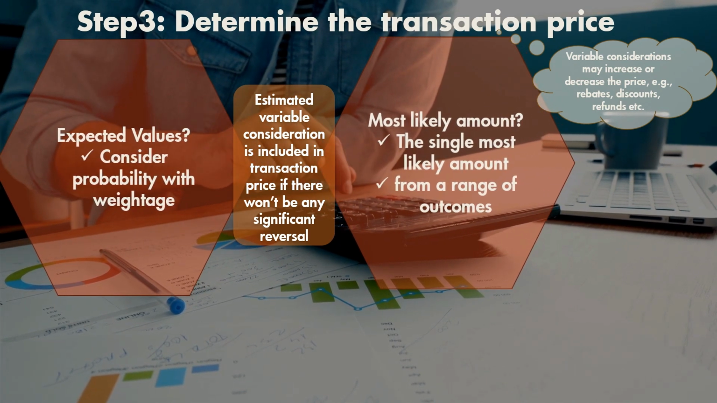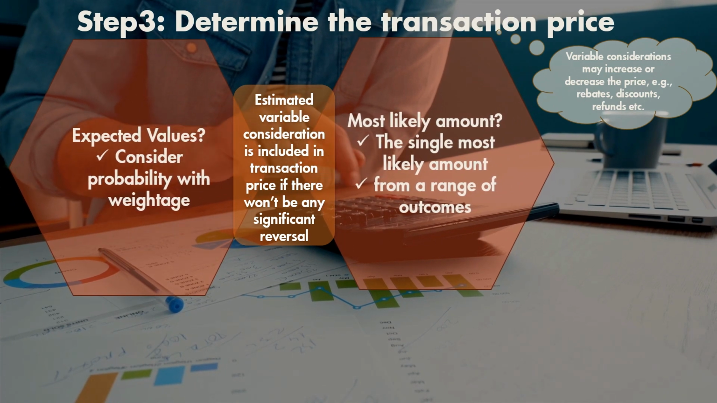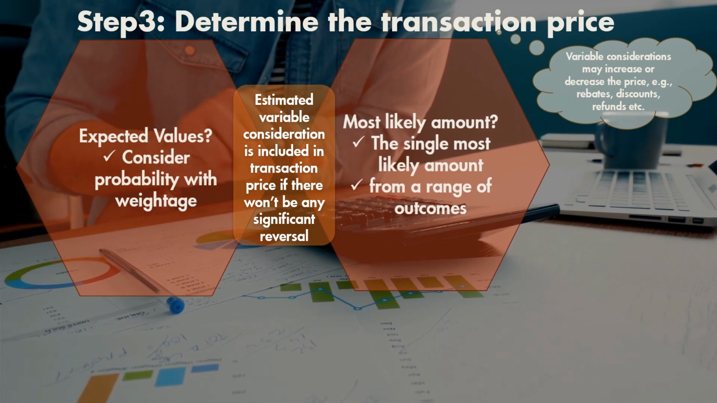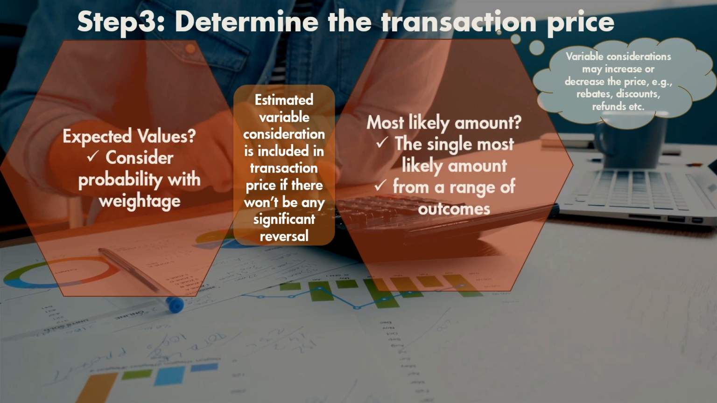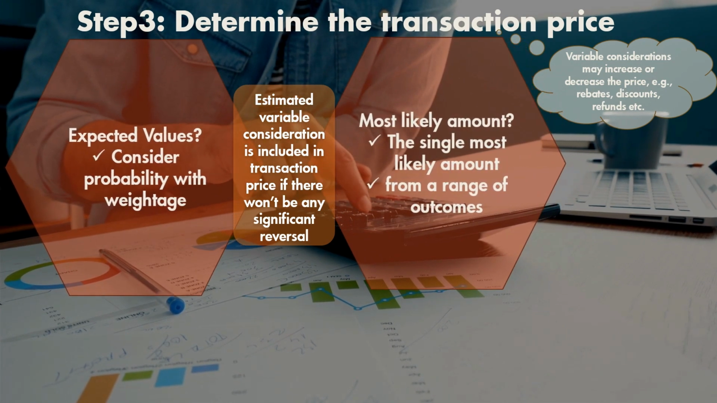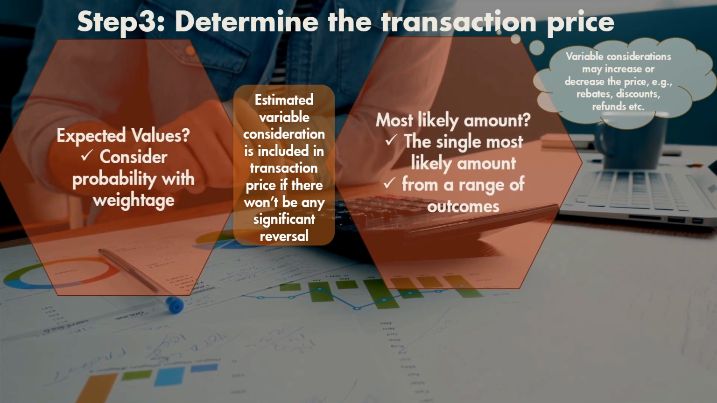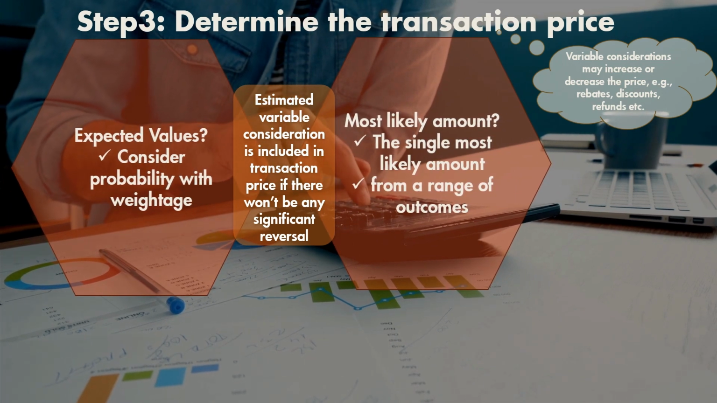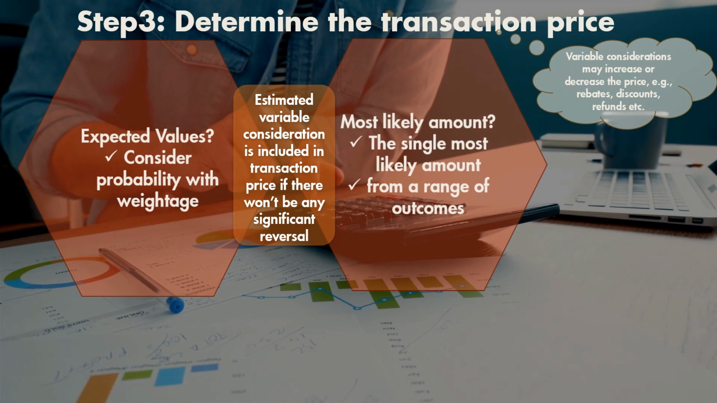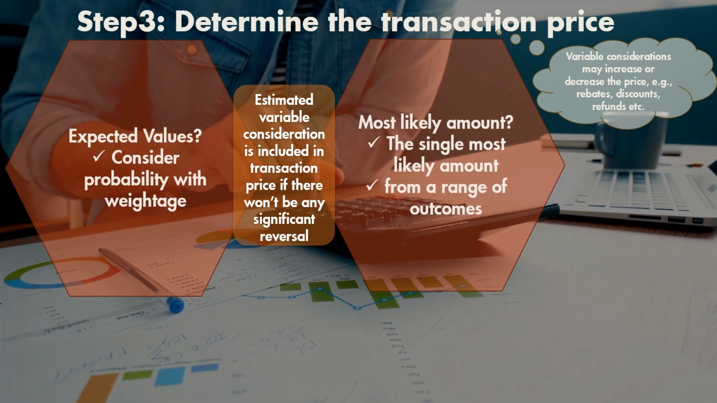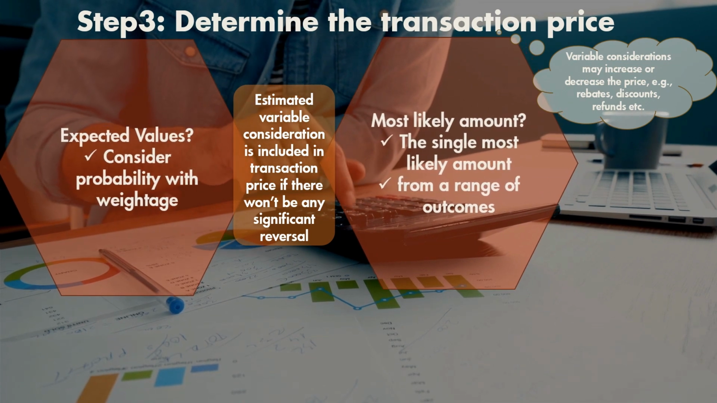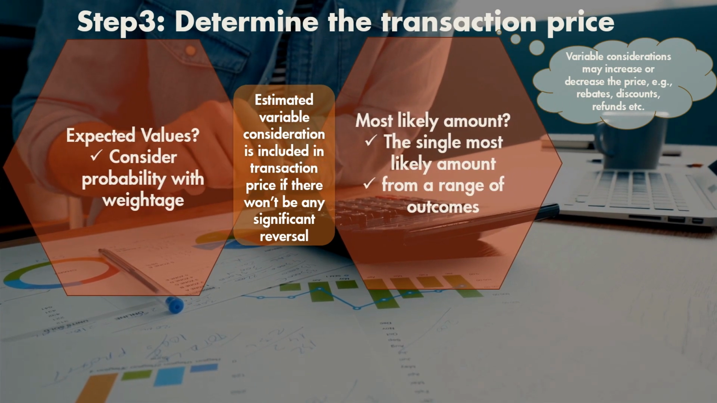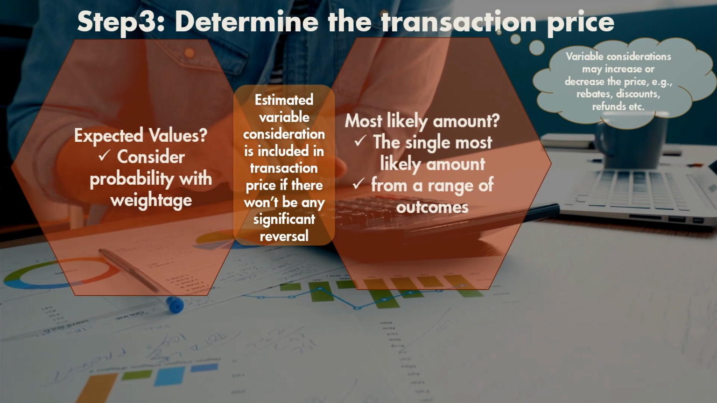IFRS 15 says that variable consideration should be estimated using one of two methods. First is expected value. This is appropriate if the entity has a range of contracts with similar characteristics and quite possibly empirical data to support the estimate is available. Next is most likely value. This is the single most likely amount and is normally used if there are only two outcomes. For example, a performance bonus for submitting a report by a particular date will either be received or it will not be.